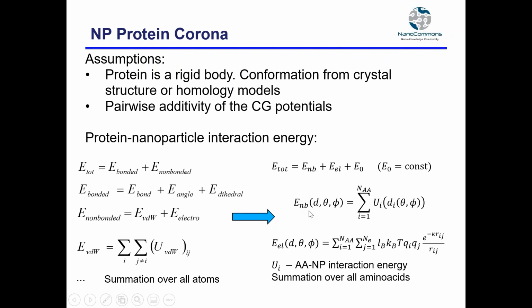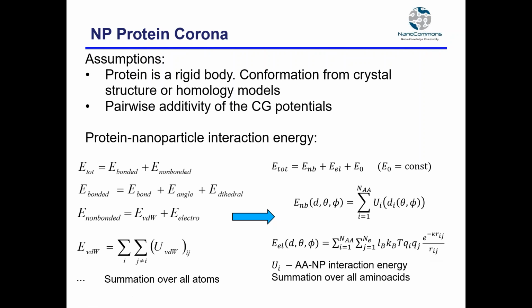So therefore, the sum of non-bonded interactions will be represented as the sum of interactions of each amino acid with the entire nanoparticle. And then we still calculate different level two contributions, non-bonded interactions, which will be mostly Lennard-Jones, van der Waals interactions, and electrostatic, which are calculated from charged residues and surface charge of the nanoparticle.